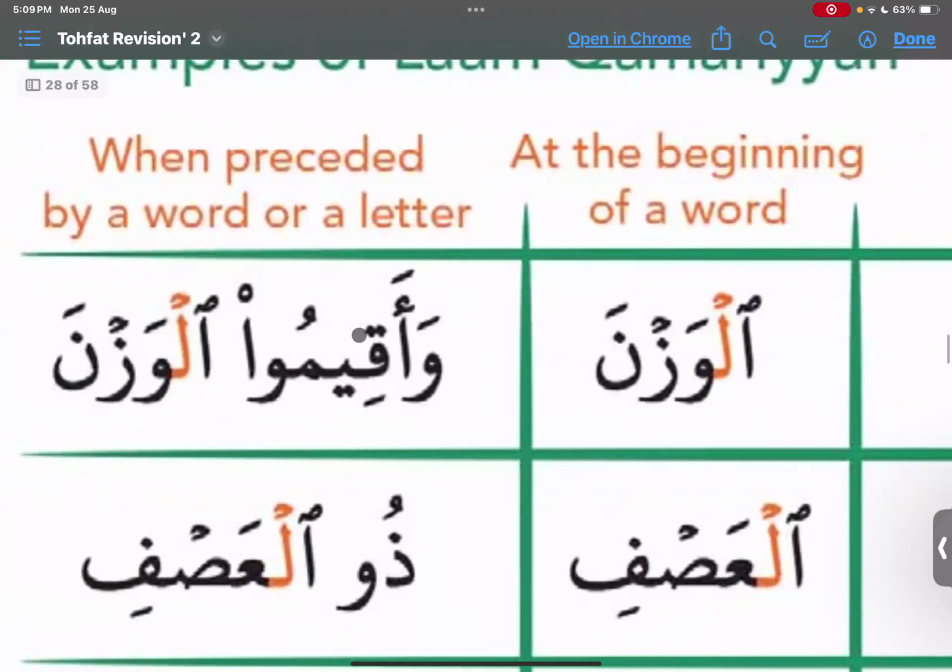Another example. Over here, I have a lam. It's followed by one of the letters of izhar. It's qamariya. So I know I'm going to say al. Also, I know I'm going to say al because it's the beginning of a word. So I'm going to pretend there's a fatha here and a hamza. Al-wazn. Over here, it's connected. So I know this is just a connecting alif. It's going to be like a little jump.